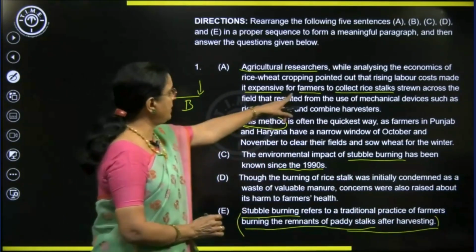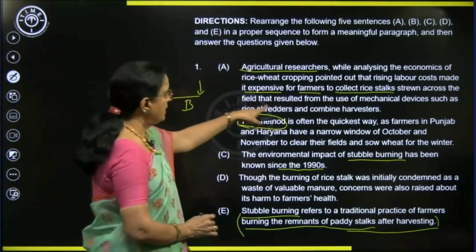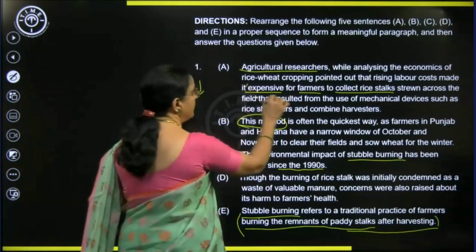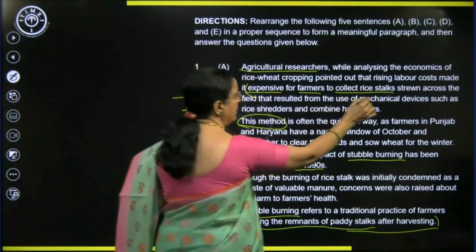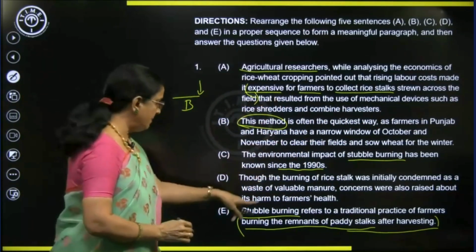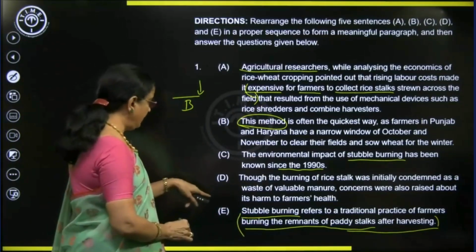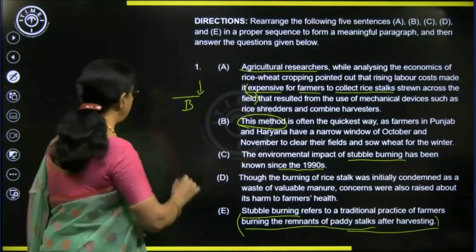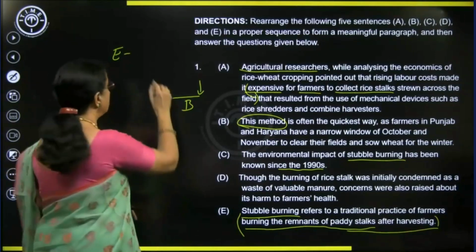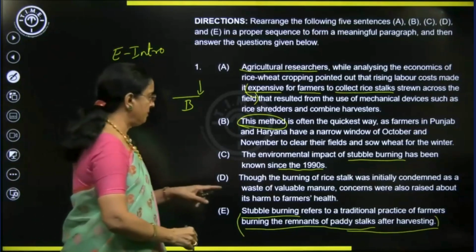And this is also connected to this one, right? Expensive to collect rice stalks strewn across the field that resulted in this one and so on. So, because of this, expensive for farmers to collect across the field, this is the point. So, this is what is making them burn the stubbles, right, some idea, fine. So, what do? Stubble burning refers to traditional practice, right. So, I considered it as the intro statement, alright. So, this is taken as intro statement because the topic is stubble burning, fine, okay.